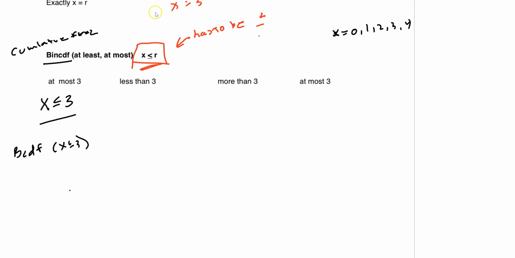Less than 3. So this is where I'm going to start losing people. Less than 3 is this, like I said, less than 3. That is not the right setup. Right? I need to be less than or equal to, and that's not less than or equal to 3. That's not what I have here. I have less than 3.